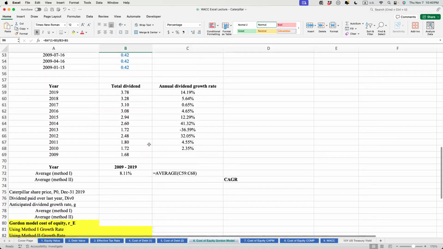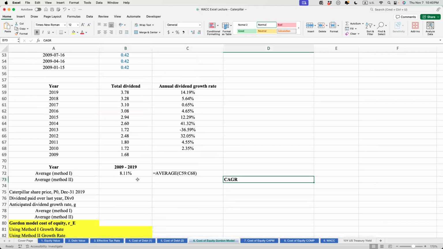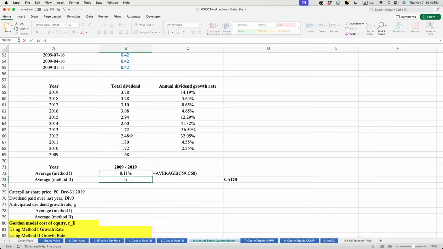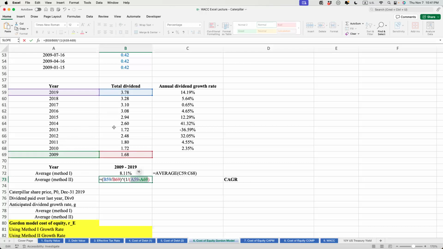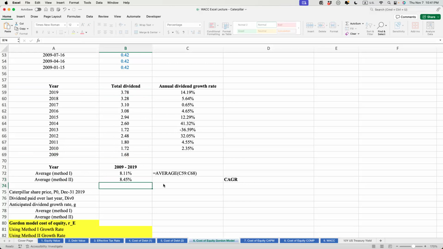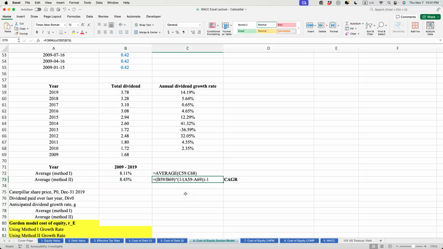And another way to assess the growth rate, we can calculate the compound annual growth rate. Compound annual growth rate is equal to the ending value divided by the beginning value, close parenthesis, to the power of, open the parenthesis, 1 divided by the number of years. So there will be ending year minus beginning year. This term inside this parenthesis tells you how many years we're talking about, the number of years. Use 1 divided by the number of years, and then close the parenthesis, minus 1. We get a compound annual growth rate calculation.